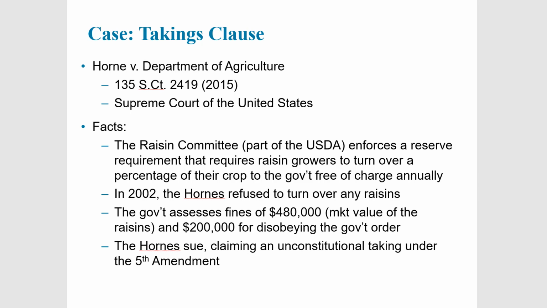The justification being that they established a strategic raisin reserve. The government can use those to trade with foreign governments. They can use it to give away to charities to help secure the food supply in the United States. In 2002, the Hornes, who were some raisin growers, just refused to turn over any raisins to the government. The government then assessed fines of $480,000, which would have been the market value of the raisins they were supposed to turn over, and an additional $200,000 for disobeying the government order. The Hornes sued, claiming that the government's order was an unconstitutional taking under the Fifth Amendment.